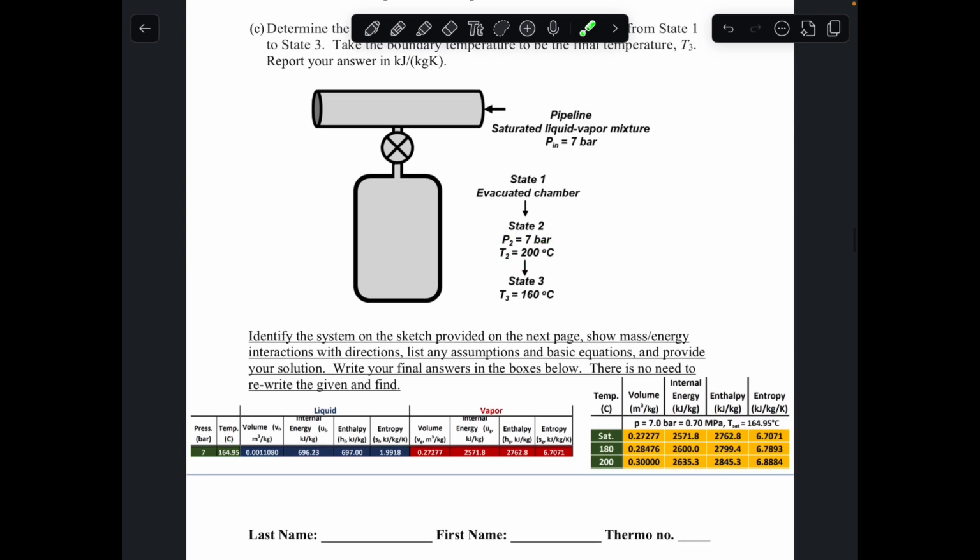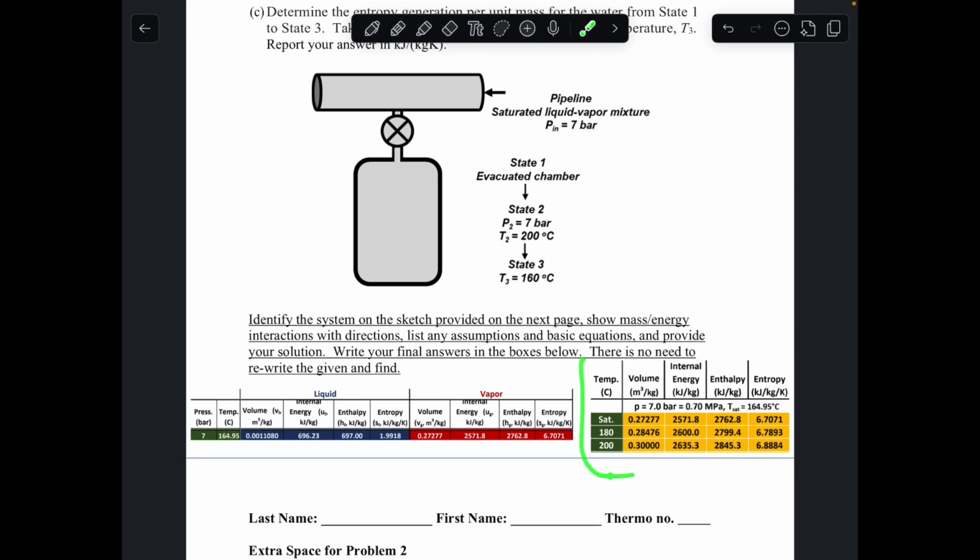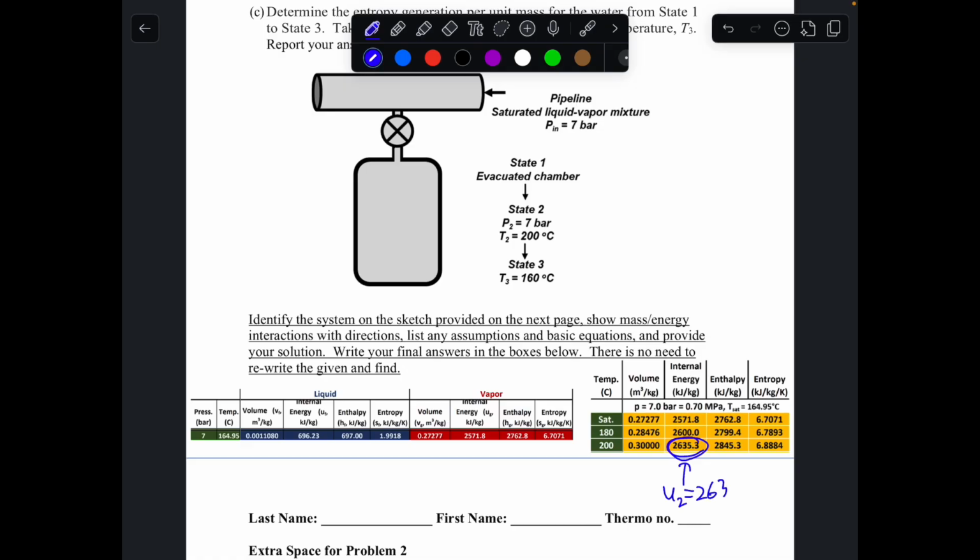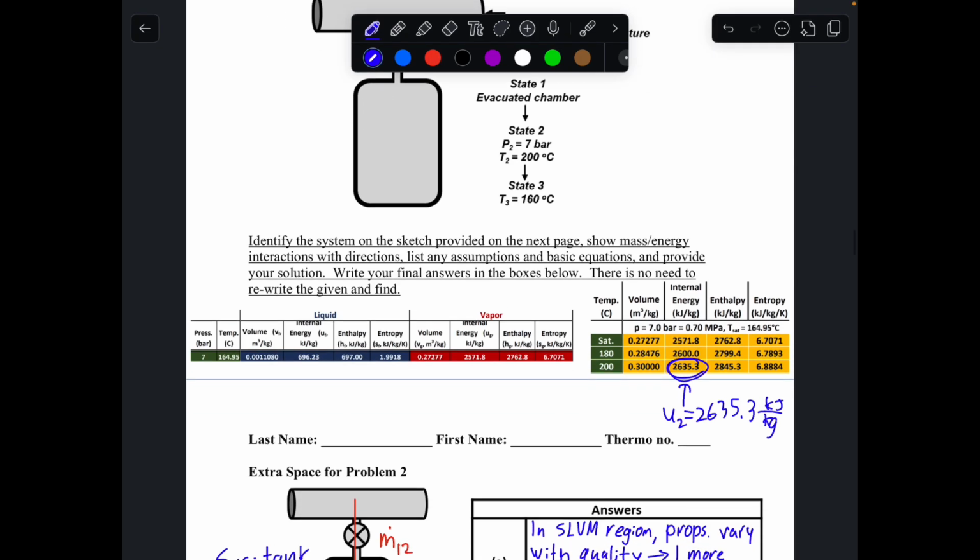So that means that we should be in our superheated vapor tables. And you can see right here, this is a cut of the superheated vapor tables. And we see that we have a combination for 200 Celsius and pressure equal to 7 bar. And so we want the internal energy value here. This is our U2. U2 equals 2635.3 kilojoules per kilogram.